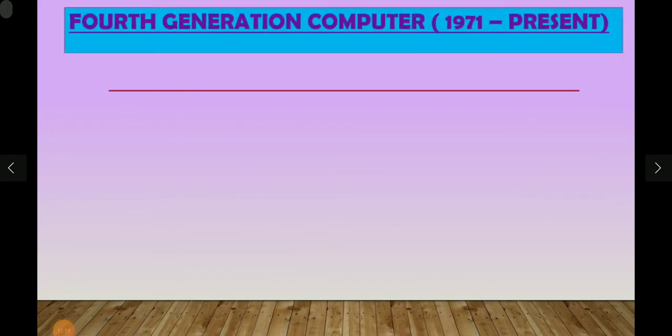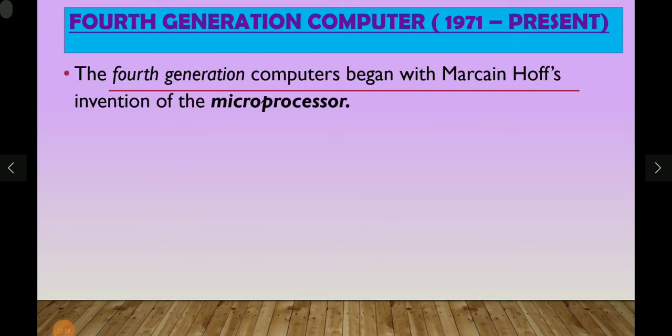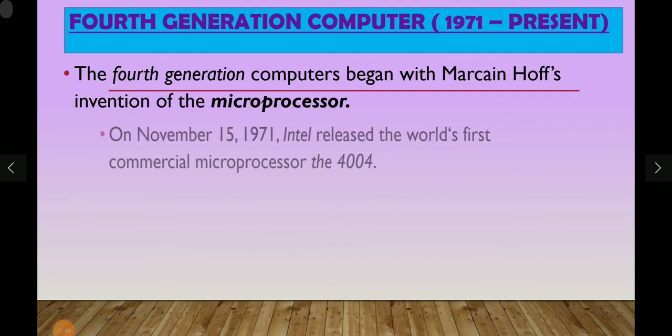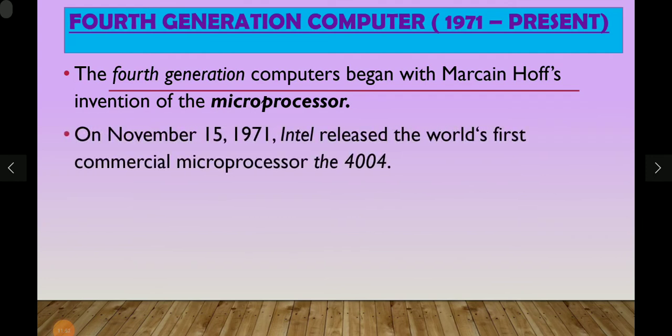the fourth generation of computers, that is 1971 to present. Till now we are using these fourth generation computers. The fourth generation computers began with Marcian Hoff's invention of the microprocessor. This microprocessor is a new thing in the fourth generation computers. We use this microprocessor in our mobile phones also, and it brought a large change in computer history.